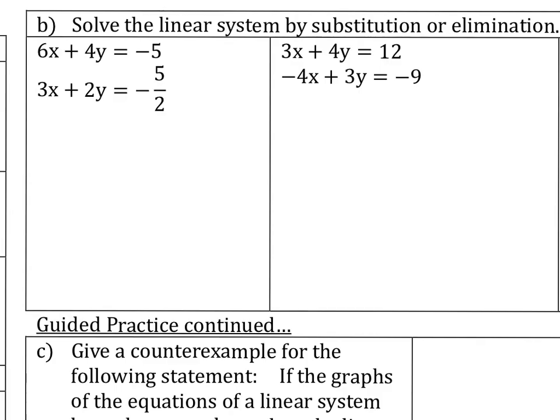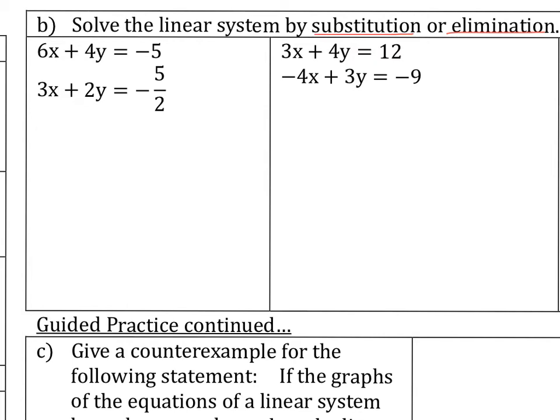Part B, solve the linear system by substitution or elimination. For this part of the exercise, you can have 3 possible answers as well. Infinitely many solutions, one solution, or no solution. And if you have one solution, you need to identify the coordinate point. So let me show you.